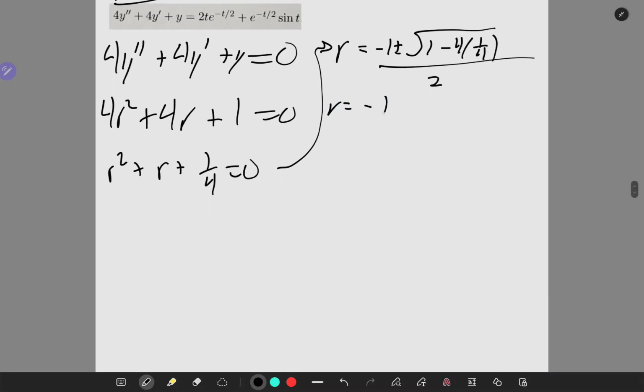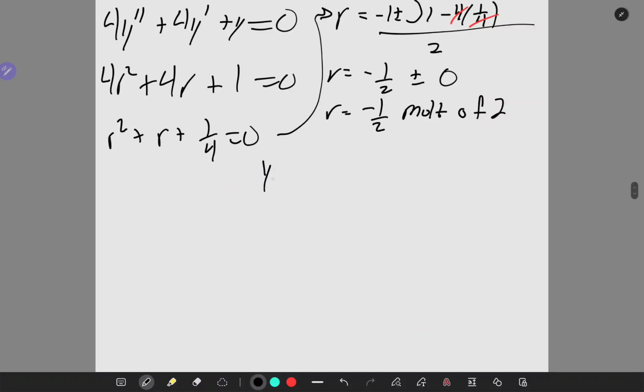So r is equal to -1/2 plus or minus the square root of 1 minus 1, those 4's cancel. 1 minus 1 is 0. That whole term just goes away. Right, to see how that works, these 4's cancel. Bam, 1 minus 1 is 0. All we have is this. Okay, so we have what? Repeated root. So we have r is equal to -1/2 with multiplicity of 2.